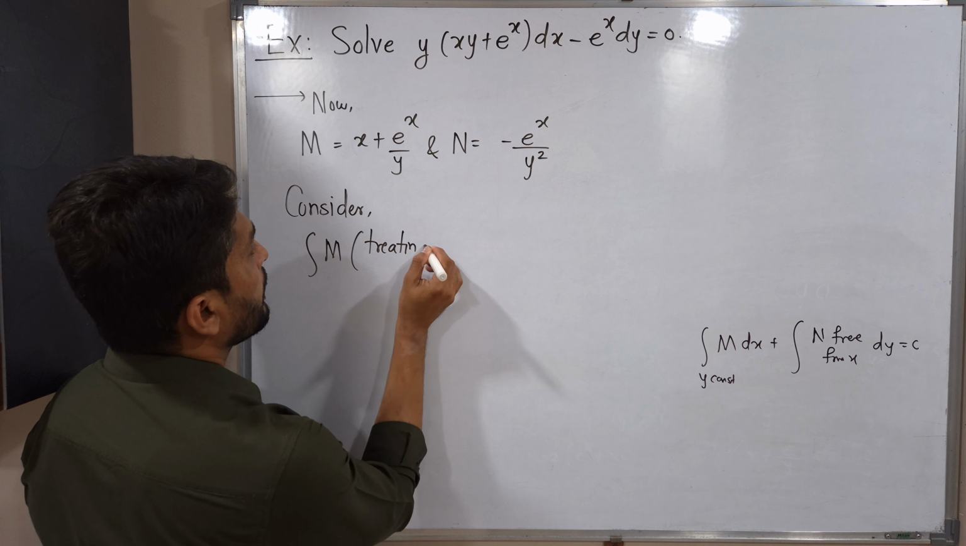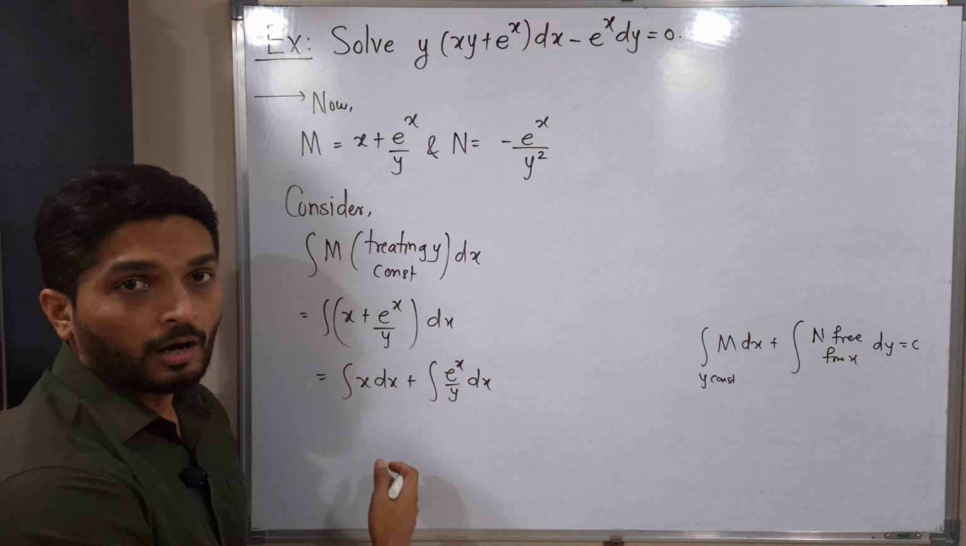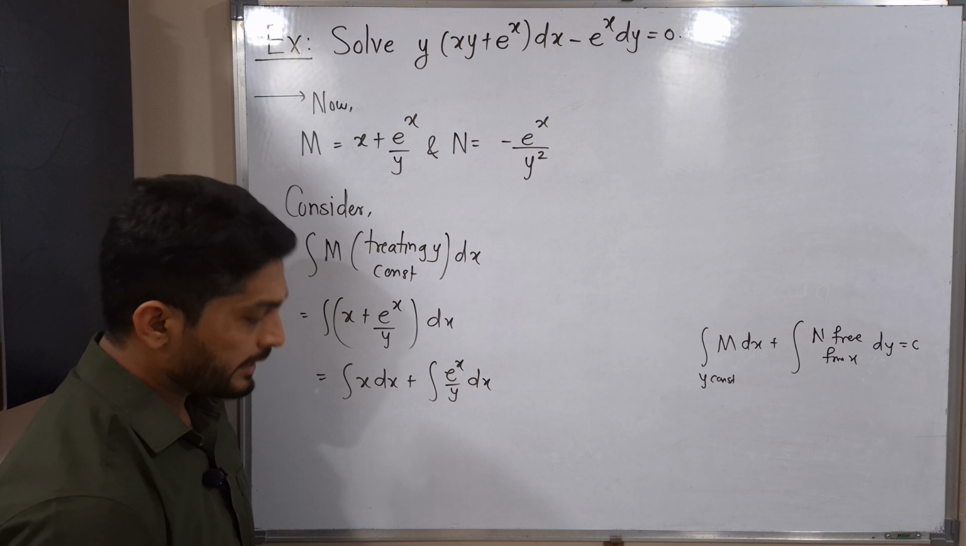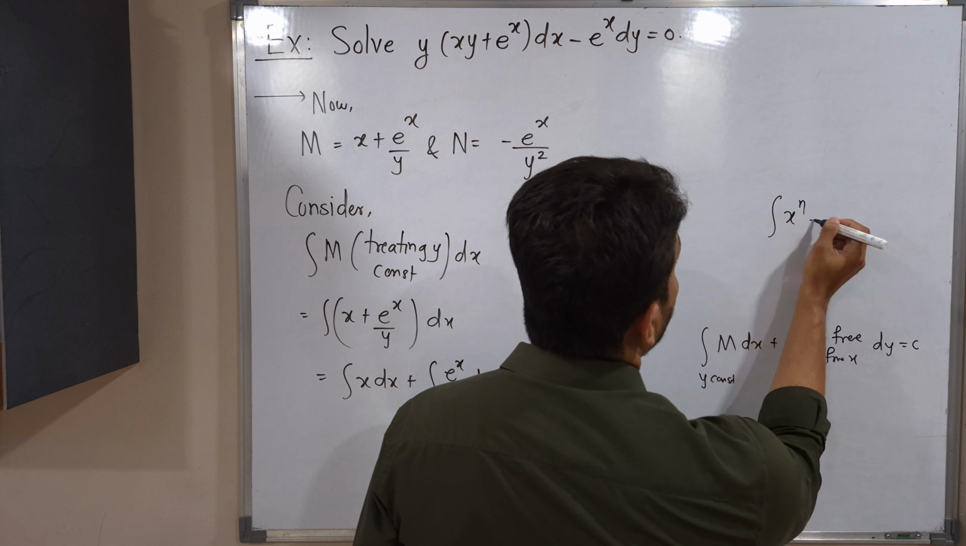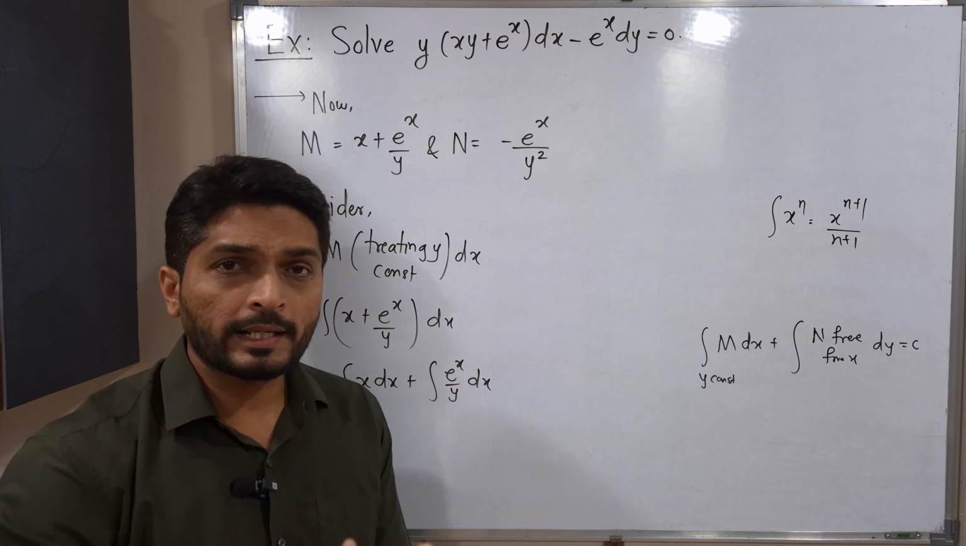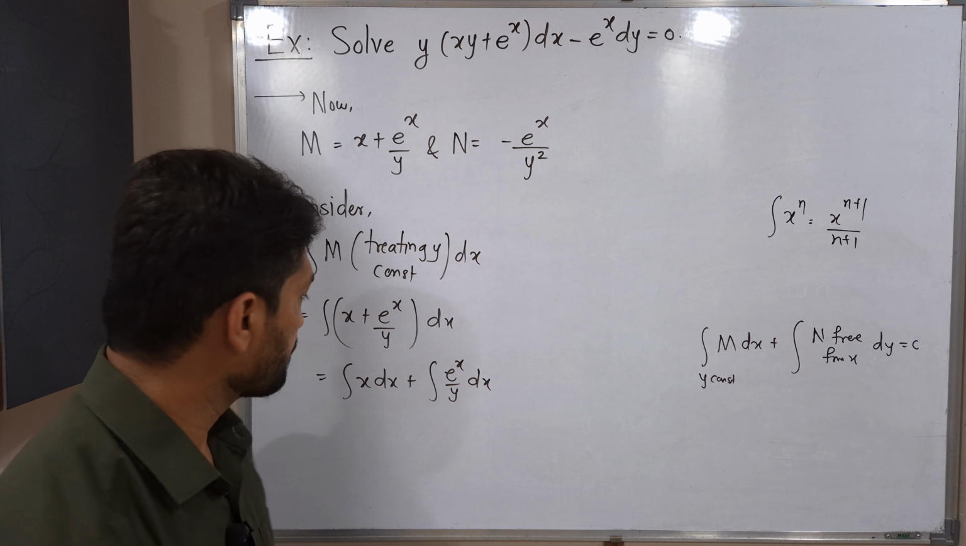As we mentioned, constants go outside. So if there are any constants, we take them outside. Here is no y. Here 1 by y is a constant. I can take it outside. Let us find its integration first. The integration formula of x raised to n is x raised to n plus 1 upon n plus 1. The formula is quite simple. Whatever the power, we increase it by 1 and put the same number in the denominator.